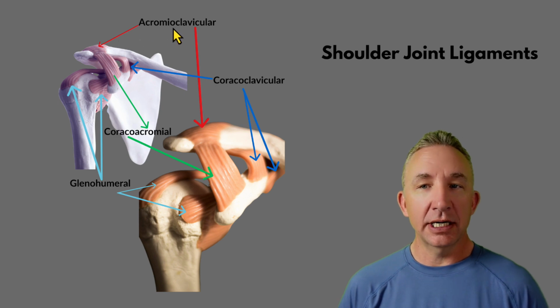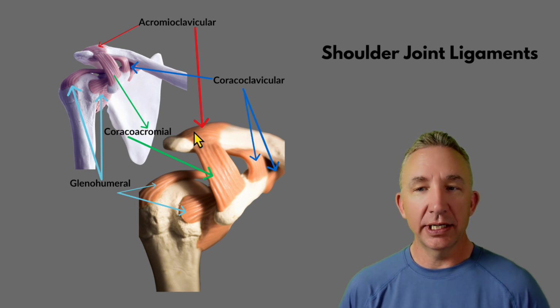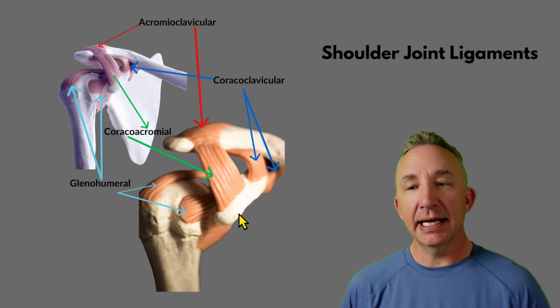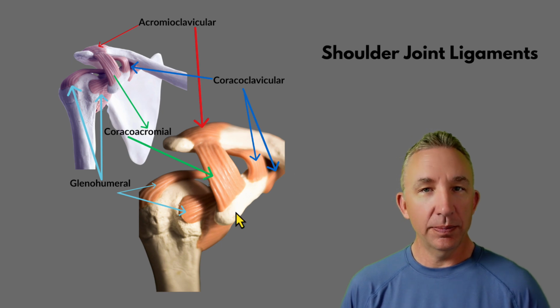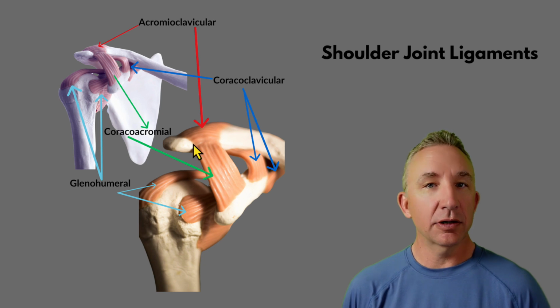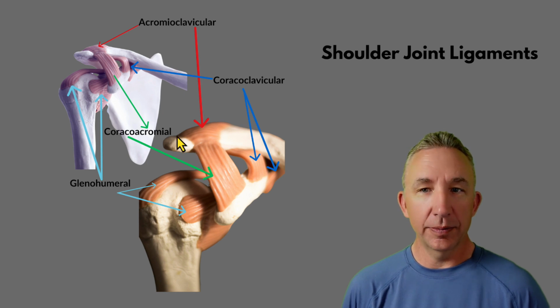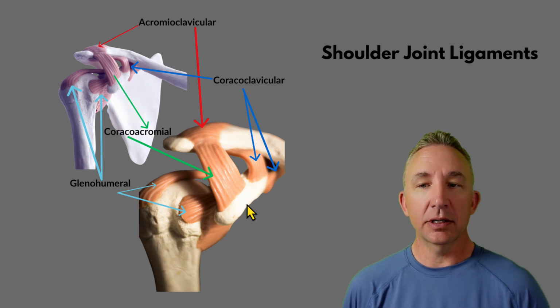Now this one is on top, so I remember that AC, air conditioning, typically comes from the top. So my AC joint is on top, acromioclavicular. And then I take the 2 that are coming from the coracoid process and I just go up. So the first one we're learning is going back to the acromion process. So we call it coracoacromial, connecting from the coracoid process to the acromion process.